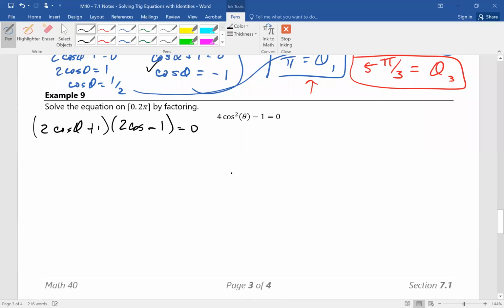And remember, using the zero product rule, you have to do one or the other equal to 0, right? So 2 cosine theta plus 1 equals 0, or 2 cosine, don't forget your theta, otherwise it's wrong, theta minus 1 equals 0.